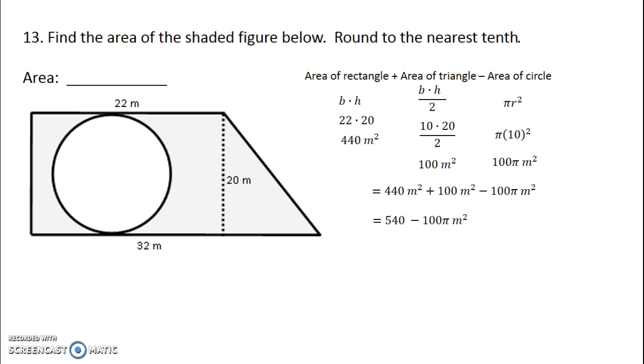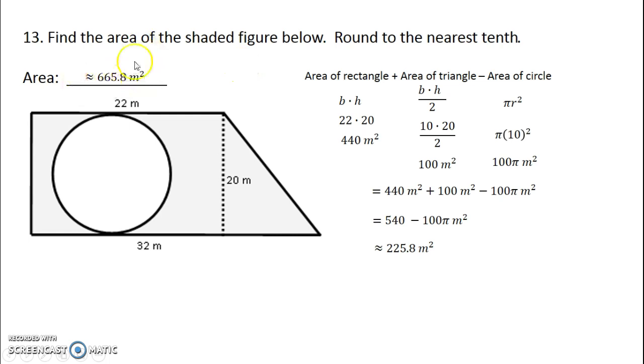That's if the direction said the exact answer, the non-rounded answer. The in terms of pi answer is another way you'll see it. I don't want that. The direction said to the nearest tenth. Now put it in your calculator, and I would highly recommend you actually do this to make sure you know how to use your calculator. Type 540 minus 100 pi. Your calculator should tell you 225.8.